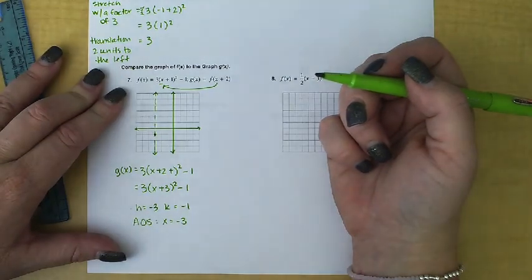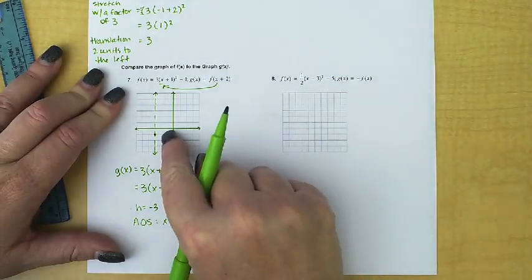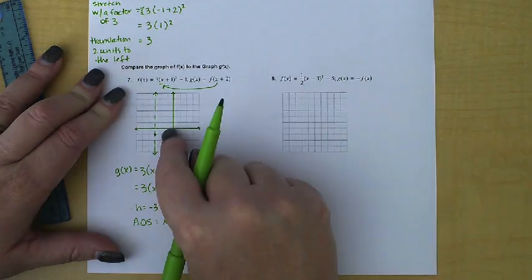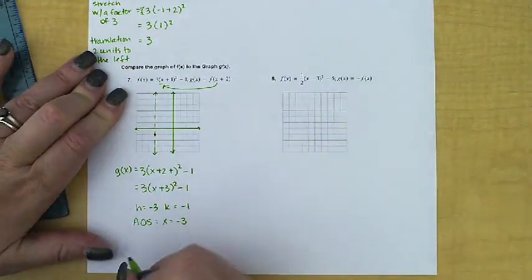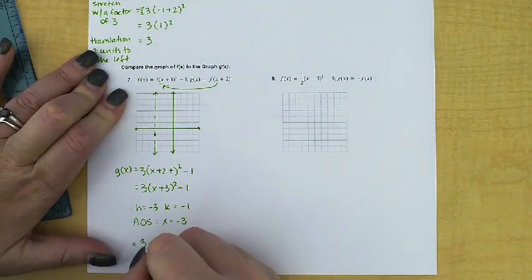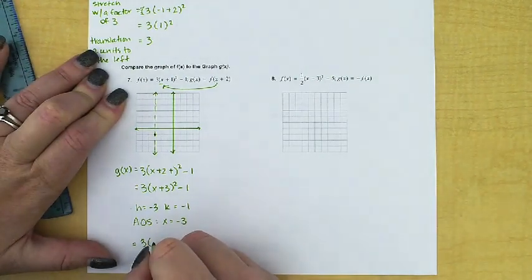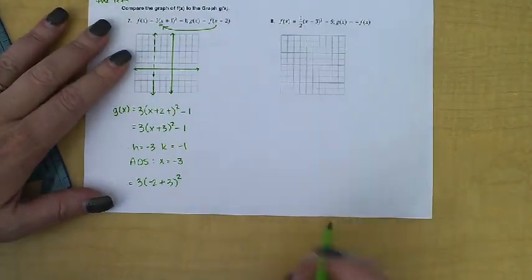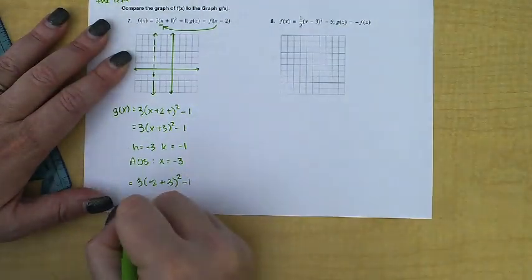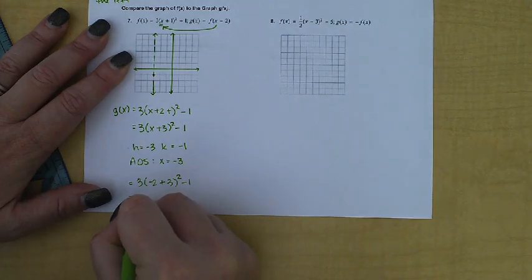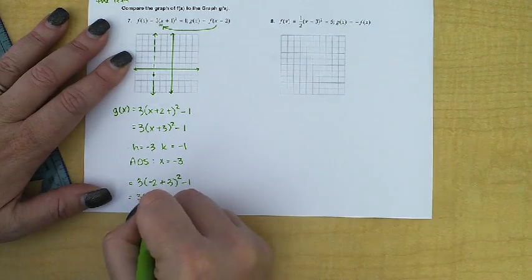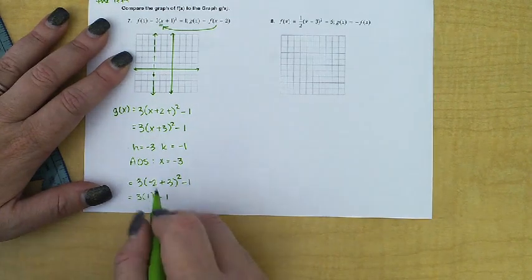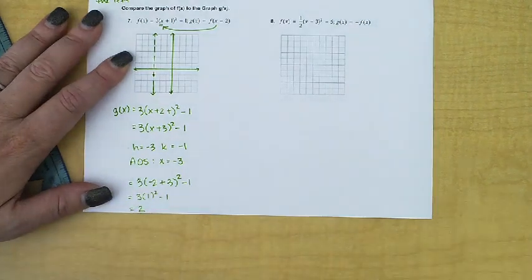It's going to open up, and I'm going to go ahead and put in a -2 because it's right there. It's that next point. I think it probably will be pretty close and it won't be too far off my graph. So if I put in a -2, that is going to give me 3 times 1 squared minus 1. 1 squared is 1. 3 times 1 is 3 minus 1. That's going to give me a 2.